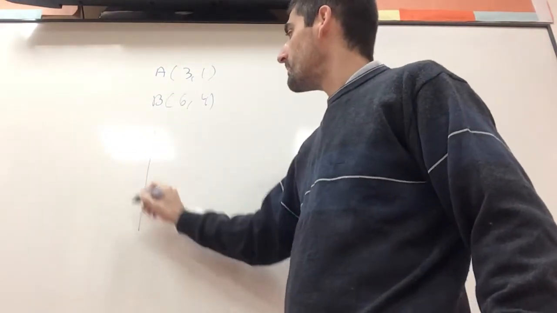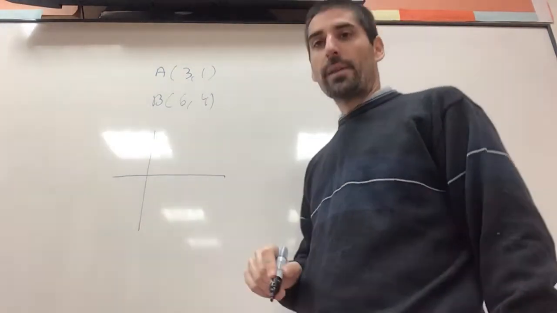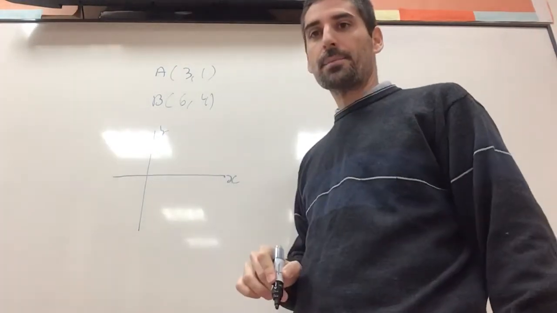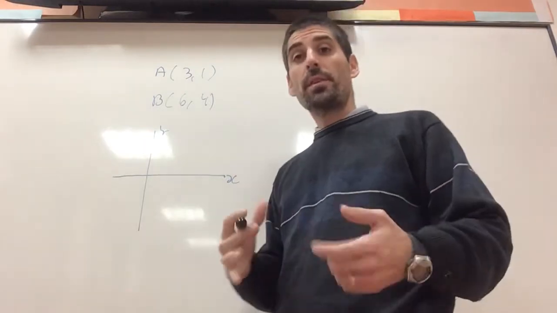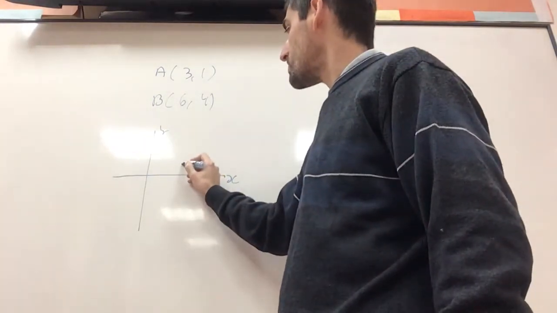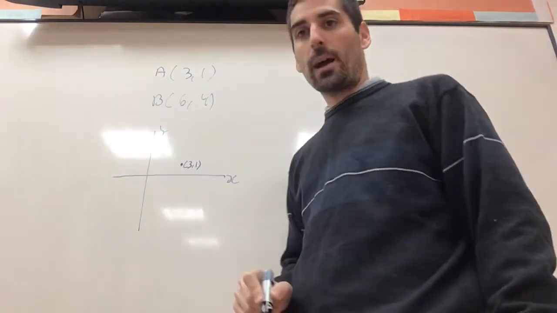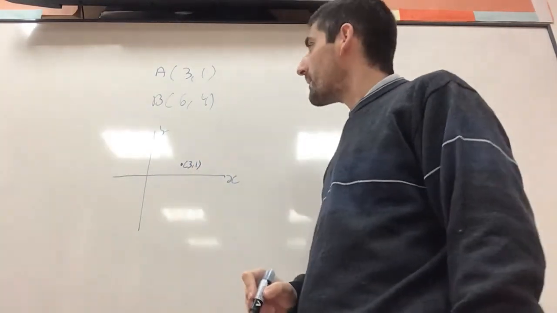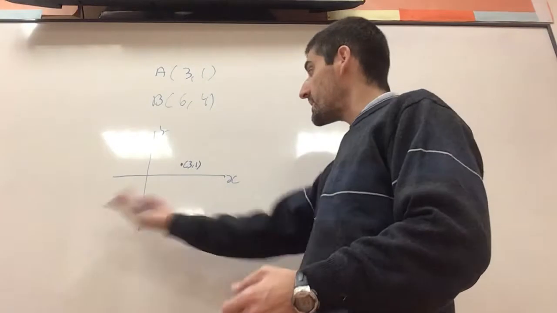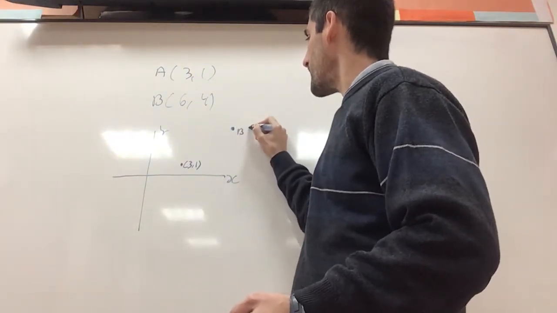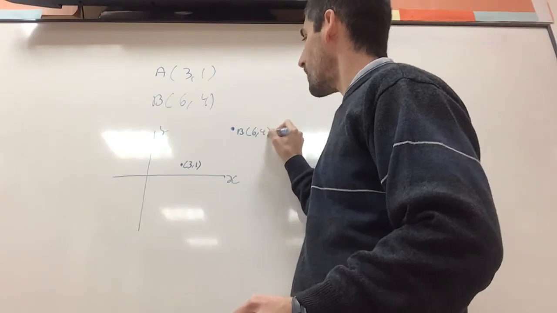that you've got your pair of axes. This is your y-axis, this is your x-axis. The point 3, 1 is going to be possibly somewhere there. It's 3 across and 1 up. And the point 6, 4 is 6 to the right and 4 up. So point B is somewhere there, is 6, 4.